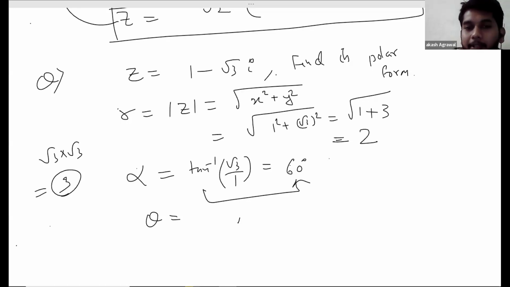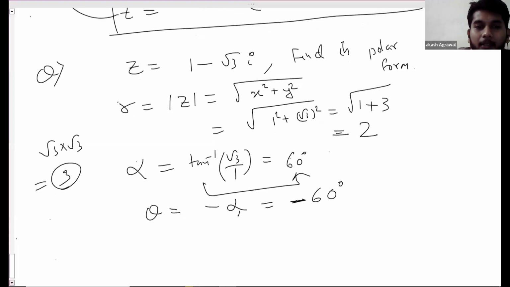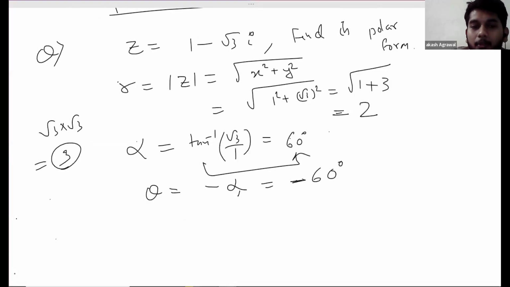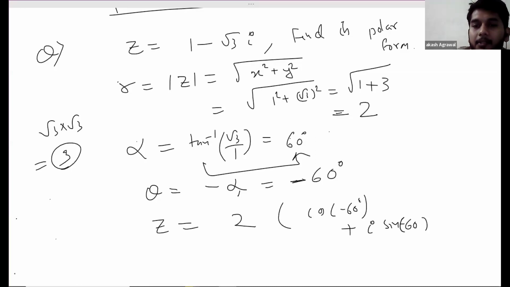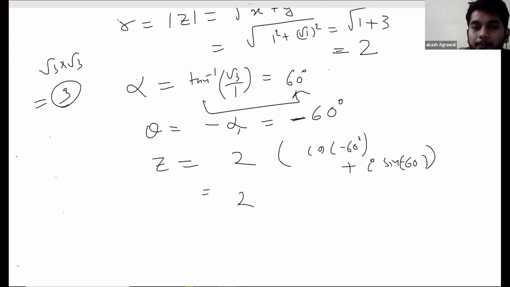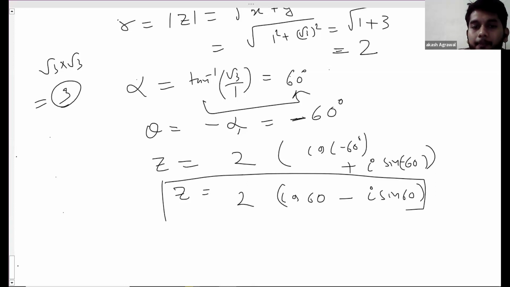Okay. So at the fourth quadrant, theta becomes minus alpha, so minus 60. So polar form Z is 2 into cos theta, cos of minus 60 plus I sin theta minus 60. And as you know, cos swallows the negative sign, so cos of 60 plus sine throws it outside, so Z will be this. Okay everyone? Yes, sir.